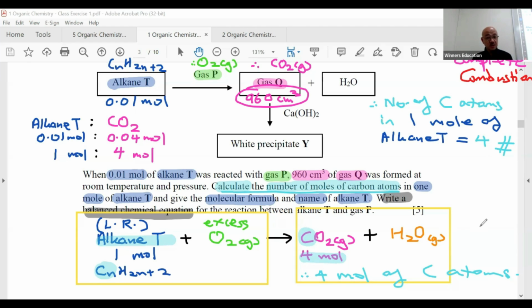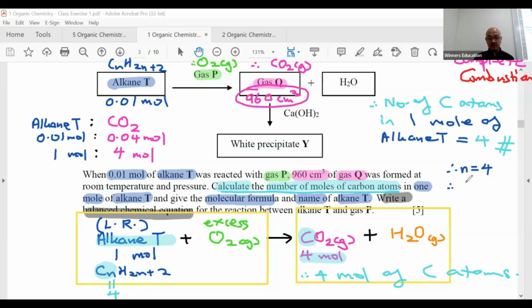Done already. So since I know there's 4 carbon, I also therefore know N equals 4. Make sense? So I solved it already. Okay, ready? Just use black color, blue color, right? So therefore N equals 4.